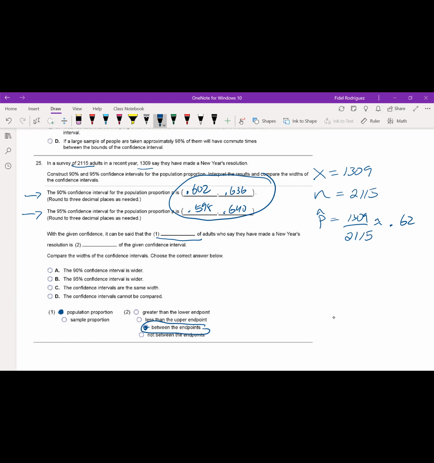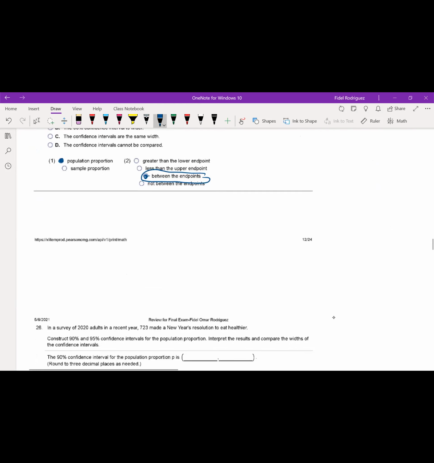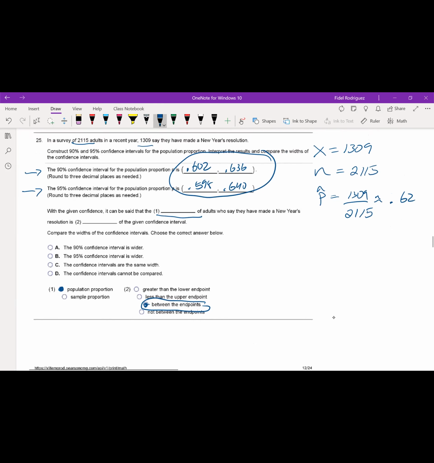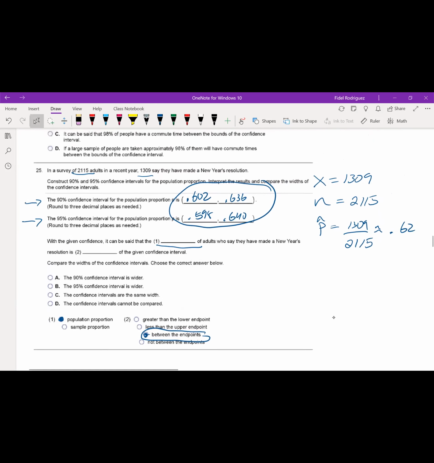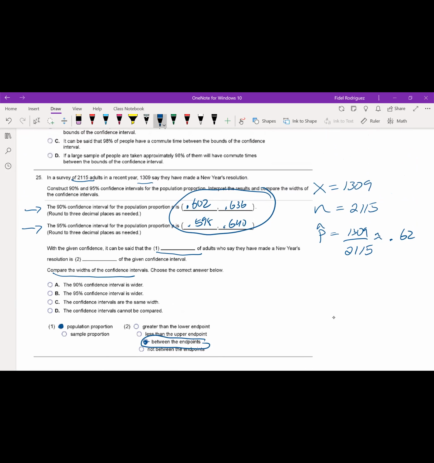And then there is a second part to the question. Usually it asks to compare the widths. Here it is. Compare the widths of the confidence intervals. So the bigger the confidence level, this one here is always going to be wider than that. So the bigger the percentage, that will be the wider one. So in this case, the 95% is going to be wider. And if you look at the numbers that we have here, right?